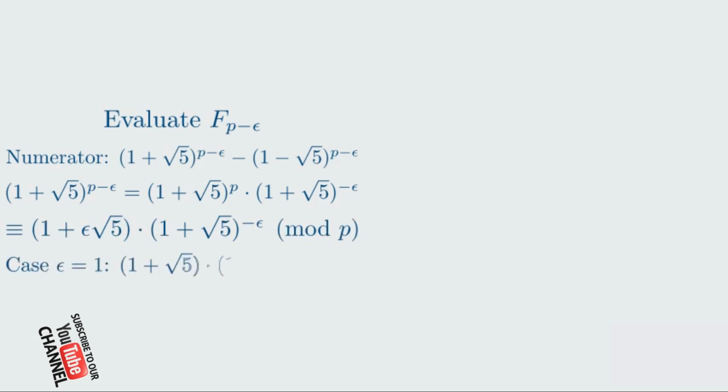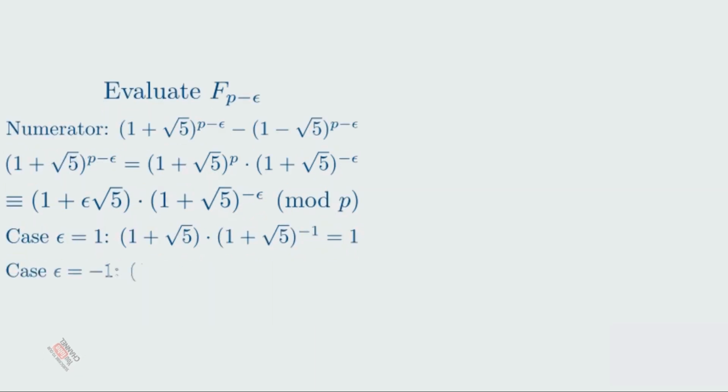Let's look at the two possible cases for epsilon. If epsilon equals 1, this expression simplifies to 1 plus the square root of 5 times its inverse. This simply equals 1. If epsilon equals -1, the expression becomes 1 minus the square root of 5 times 1 plus the square root of 5. This is a difference of squares, giving us 1 minus 5, which equals -4.